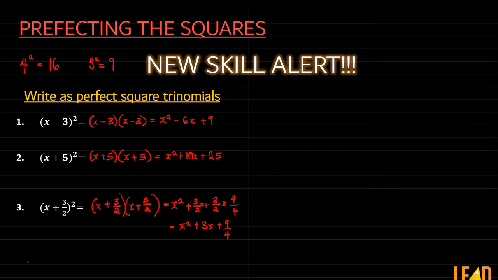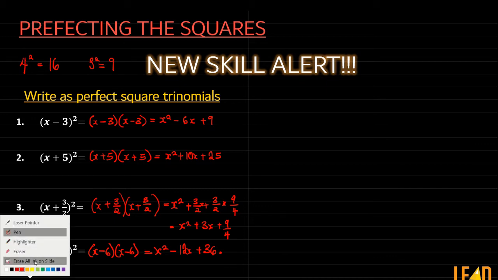Then the final one is x minus 6, all squared. That would be x minus 6 times x minus 6, which is basically going to be x squared minus 6x minus 6x. That would be minus 12x plus 36. Okay, so I'm going to wipe this off and just write down the answers, then let's see if we can pick out a relationship between them. I'm going to erase all ink from the slide. I think I can remember the answers.